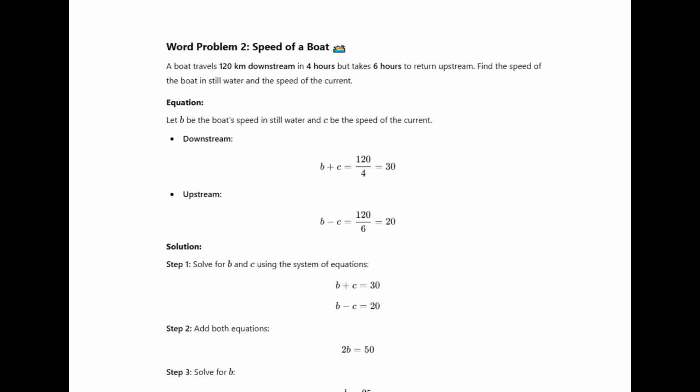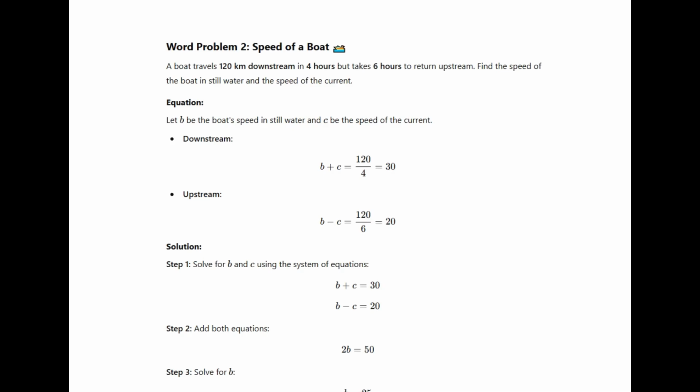Downstream, B plus C equals 120/4 equals 30. Upstream, B minus C equals 120/6 equals 20. Step 1. Solve for B and C using the system of equations. B plus C equals 30. B minus C equals 20.